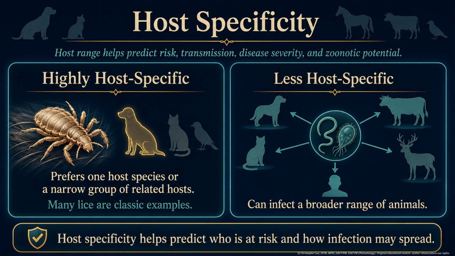Parasites vary in host specificity. Some are highly host specific and prefer one host species or a narrow group of related hosts. Many lice are classic examples. Others are less host specific and can infect a broader range of animals. Host specificity matters because it helps us predict risk, transmission, disease severity, and zoonotic potential. When we ask, can this parasite infect this patient? We are asking about host range.